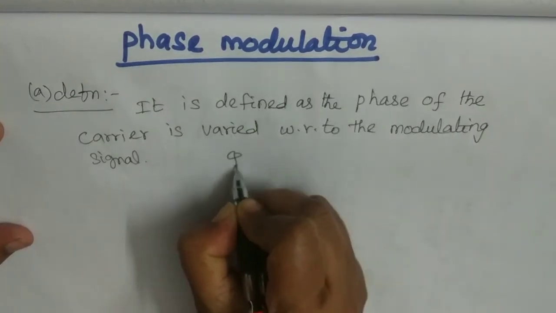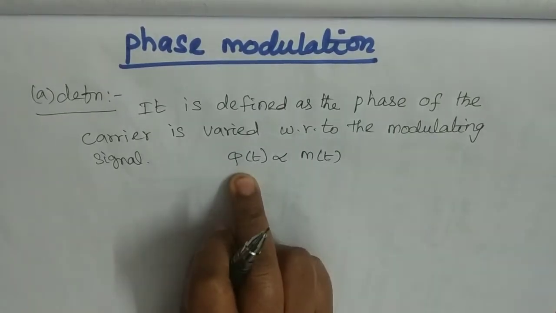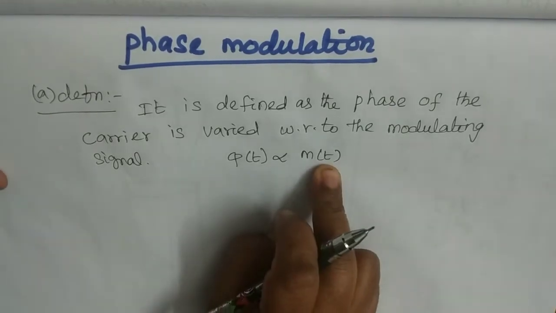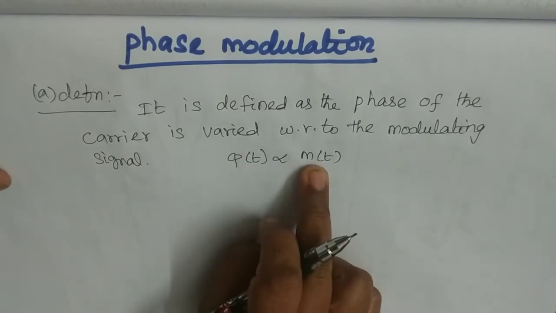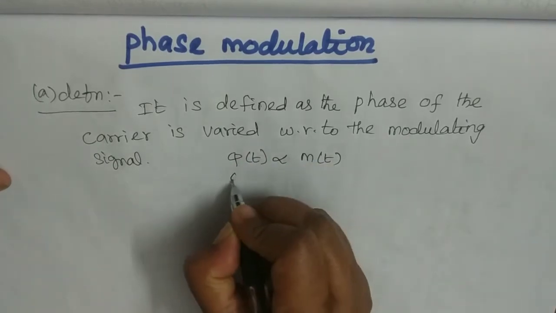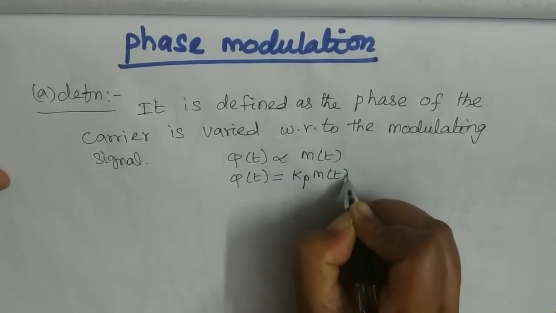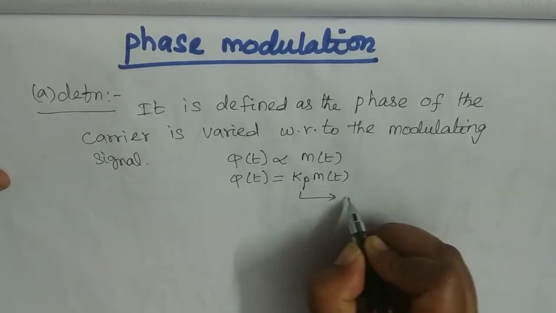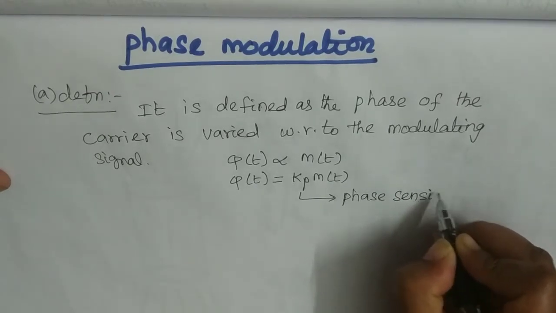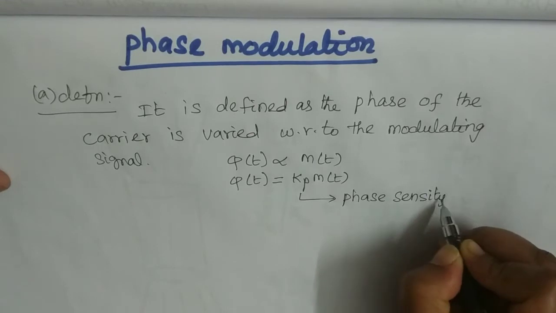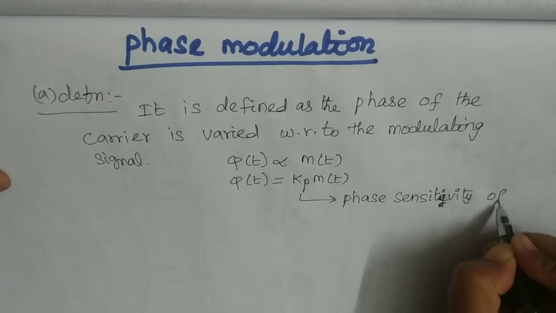So in phase modulation, phi of t is m of t, isn't it? The phase of the carrier signal is varied with respect to the modulating signal m of t. This phi represents the phase, and this represents the modulating signal. So phi of t is equal to kp into m of t. This kp is nothing but the phase sensitivity of the modulator.